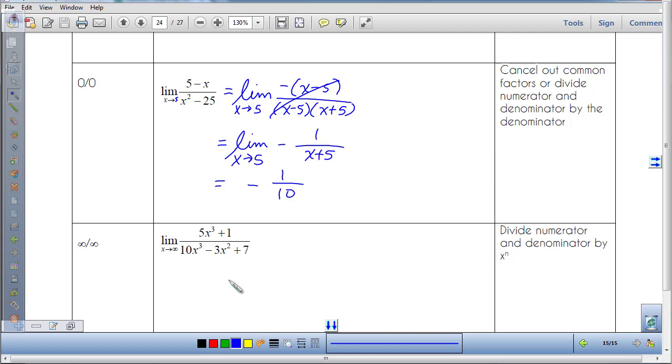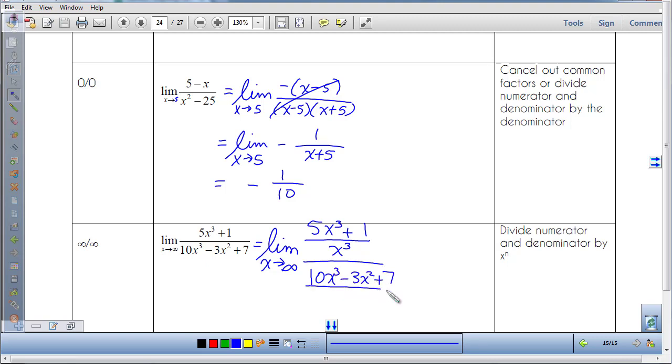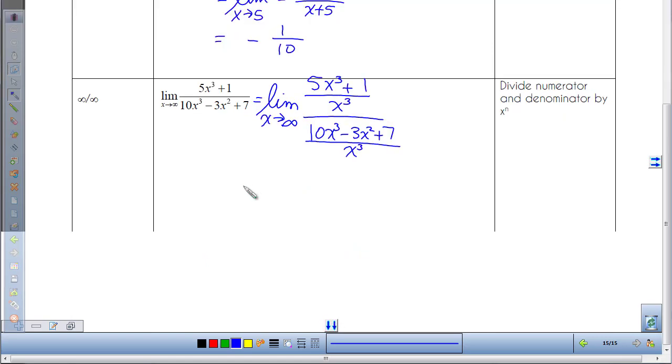What we would do in this example is look at the highest power of all of the powers in the expression, and divide top and bottom, numerator and denominator, by that power. In this case, the highest power is 3. So I'm going to look at the limit as x approaches infinity of 5x cubed plus 1 over x cubed, over 10x cubed minus 3x squared plus 7 over x cubed. And that's going to simplify. If I distribute the x cubed, we get 5 plus 1 over x cubed.